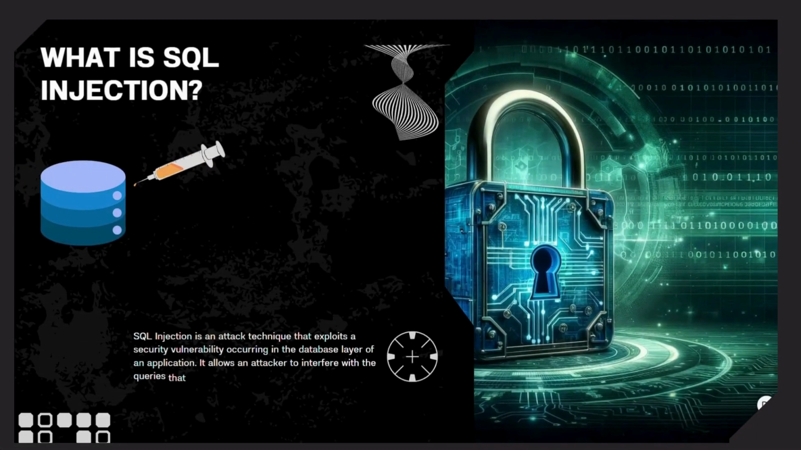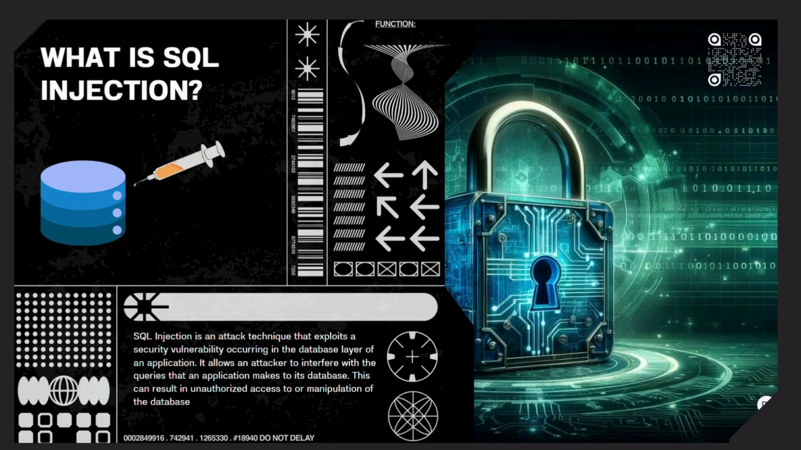So what is SQL injection? Basically, SQL injection is a type of security vulnerability that allows an attacker to interfere with the queries that an application makes to its database. It is a type of attack that exploits a security vulnerability occurring in the database layer of an application or website. It allows an attacker to interfere with the queries that an application or website makes to its database. This will eventually result in unauthorized access or manipulation of the database.